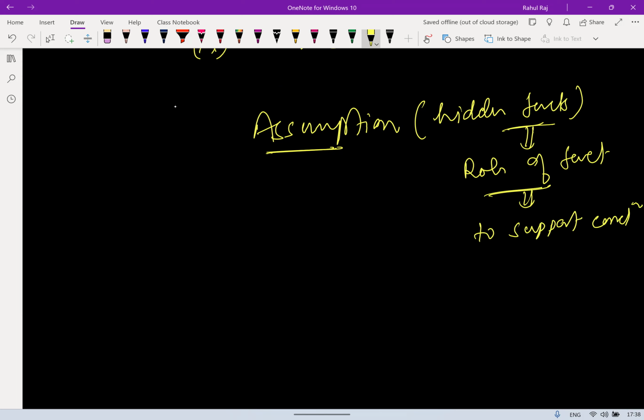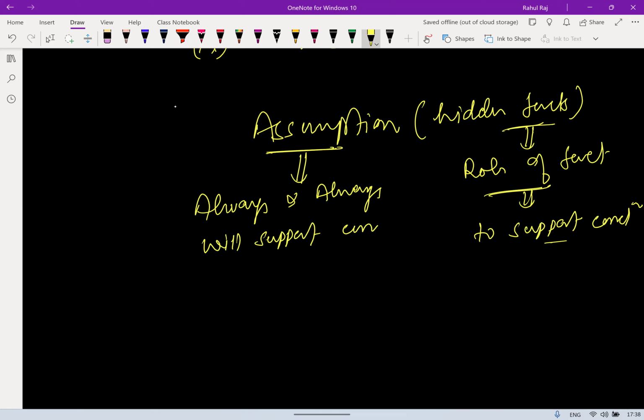Assumptions are nothing but hidden facts. And what is the role of a fact? To support the conclusion. So technically assumptions are something which always and always will support the conclusion. Am I right? Yes or no? Yes. Always and always will support the conclusion. Am I 100% right here?